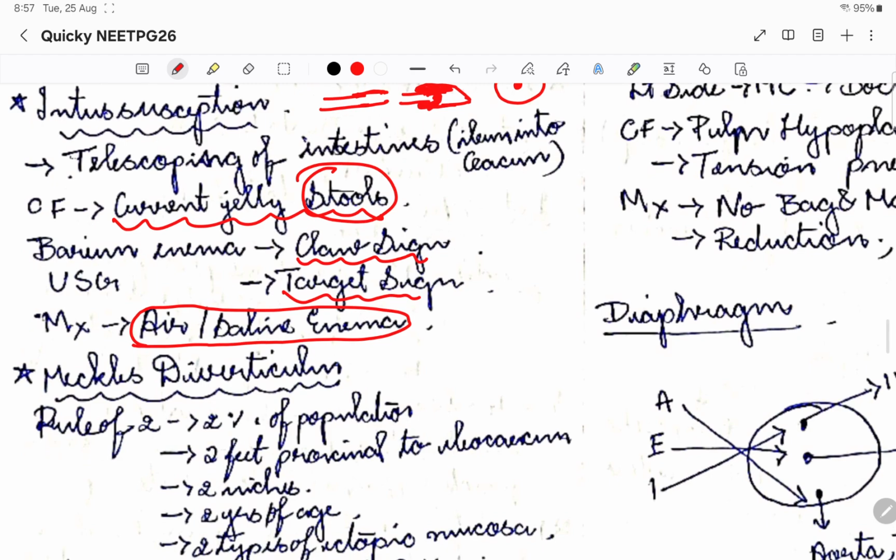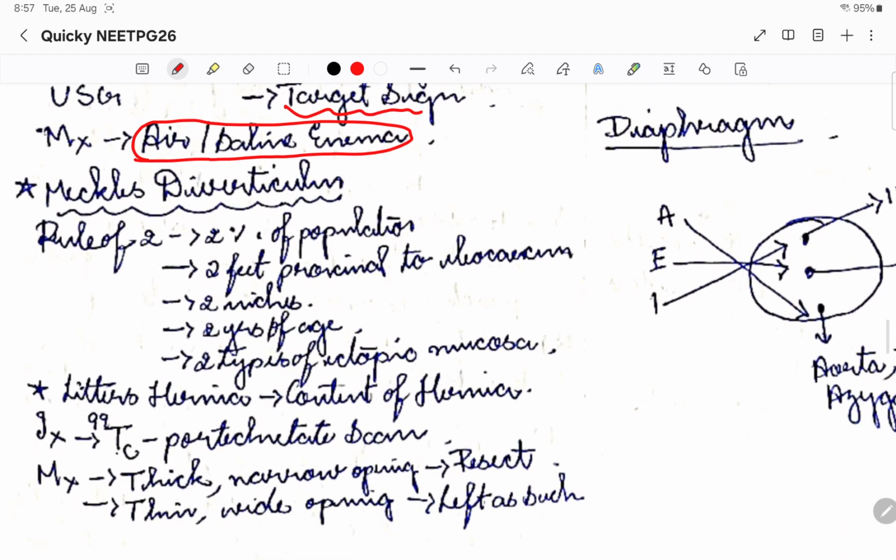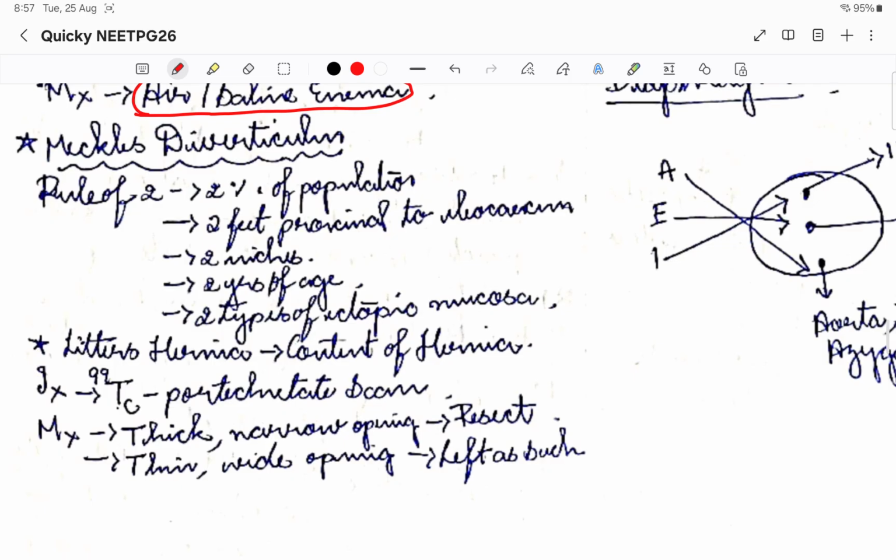So this is the management of intussusception. Then moving on to Meckel's diverticulum. There is something called the rule of 2, meaning 2% of the population will be affected. It occurs 2 feet from the ileocecal valve, it will be almost 2 inches in length, and it most commonly presents at 2 years of age.